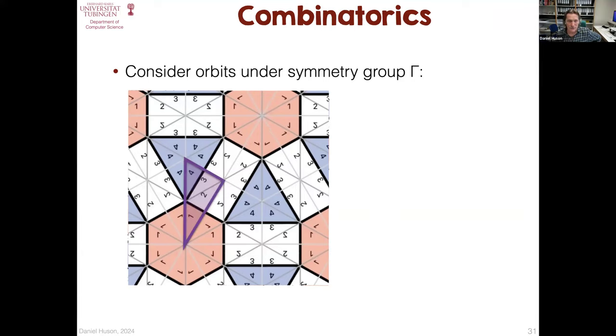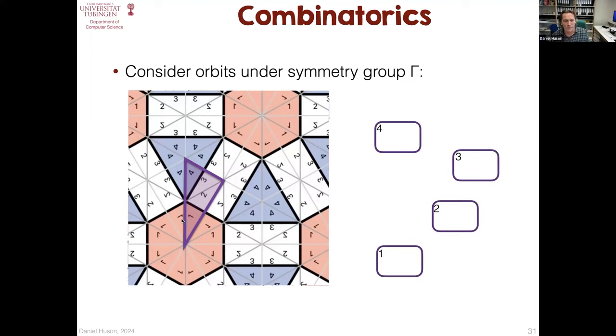Okay, and here's a choice of four triangles. This is a fundamental domain for the symmetry group. If I apply all symmetries to this, I get exactly the whole tiling. And I'm going to represent each of these equivalence classes as a node in a graph. There are four triangles, so there are four nodes. I've numbered them here for our convenience, but that's not part of the graph. It's just so that we can see the equivalence.